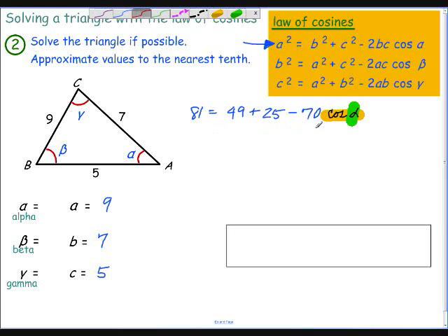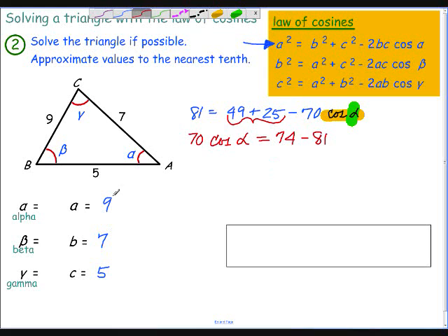So if I add 70 cosine alpha to both sides, I'll have 70 cosine alpha equals, now at the same time I'm going to subtract 81 from both sides. And what do I have right here? If I add these two together, it better be greater than 81. So what is it? It isn't greater than 81. Well, this is a weird thing. This is not what I expected. Did I make a mistake?